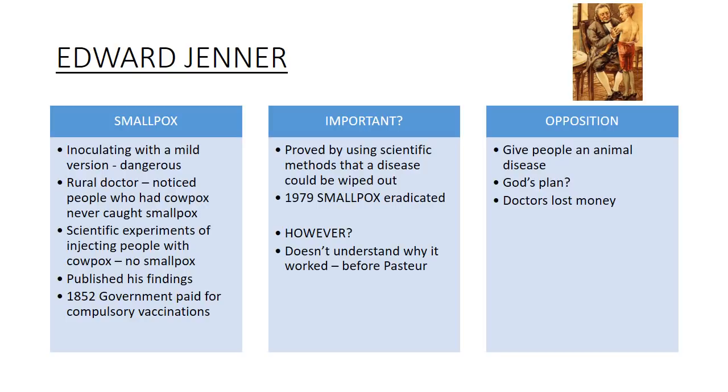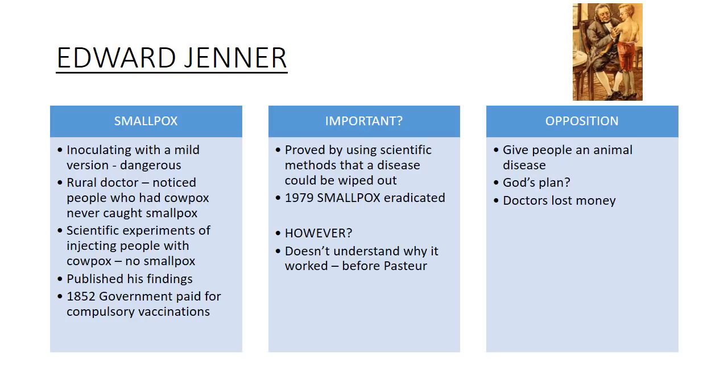No. So Jenner was living in the middle of Gloucestershire, a really rural place, and he noticed that milkmaids who'd contracted cowpox never ever caught smallpox. So he began a series of experiments, actually with his neighbour's boy, you can see in the picture there, where he injected him with cowpox, and he survived and didn't get smallpox. He began to publish his findings, and eventually, by 1852, the government was paying for compulsory smallpox vaccinations.